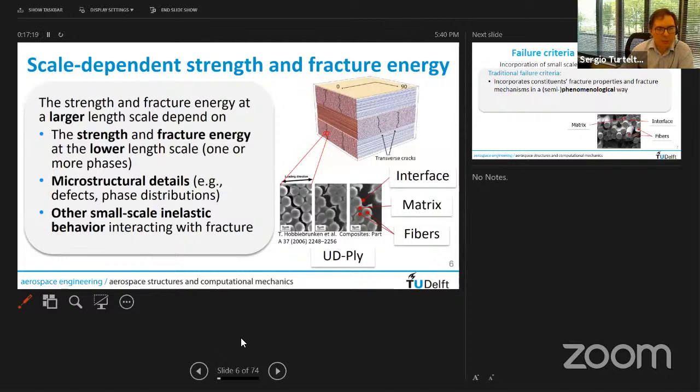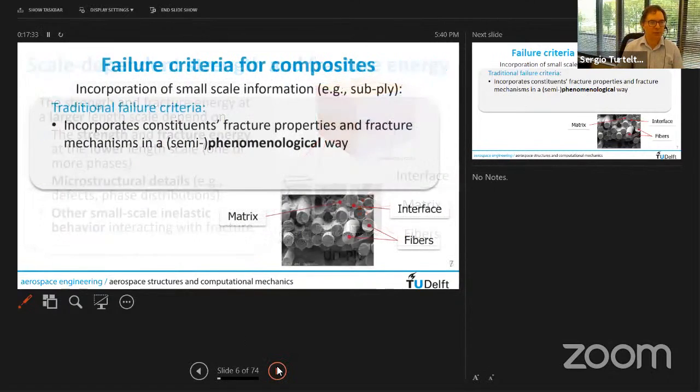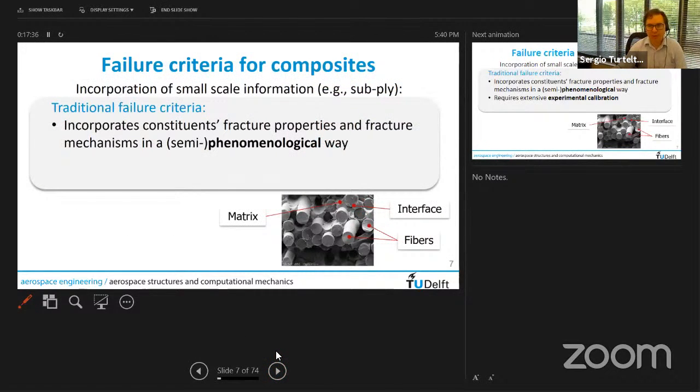When it comes to trying to decide what is the best way to characterize this material, people have looked at many different ways of modeling fracture. So for the traditional fracture criteria that is used for composites, you try to incorporate the properties of the matrix and the properties of the interface. In this case, the interface refers to the bonding between the fibers and the matrix, and the fibers themselves.